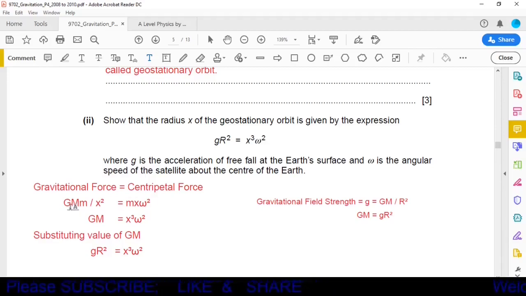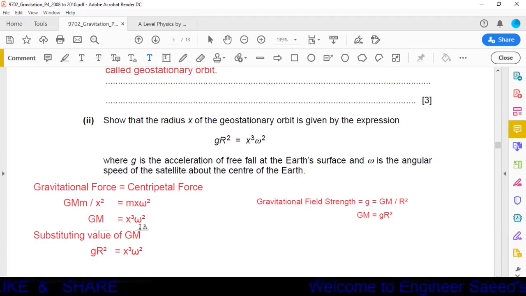Now gravitational force is given as G capital M small m over x square, where capital M is the mass of Earth and small m is the mass of the object that is moving around the Earth, and x is the separation between the object and Earth. Centripetal force is given as m x omega square, where m is the mass of the object, x is the separation, and omega is the angular velocity of the object. Small m will be cancelled out and we will get GM is equal to x cube into omega square.